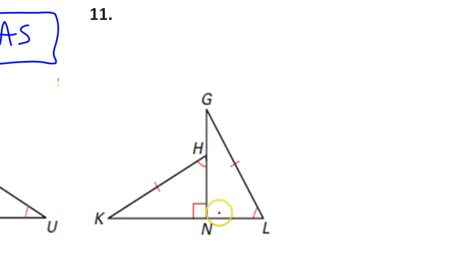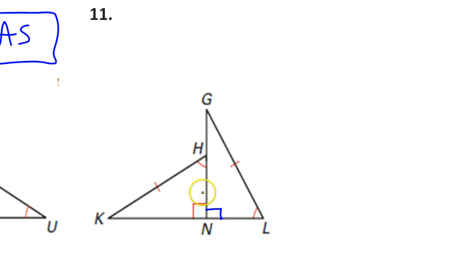Number 11. Well, we've got two right triangles, so I'm wondering if it's going to be hypotenuse leg. I see that we have a hypotenuse, check. Do we have a leg? There seems to be something in common here, but it's not the entire side. No other leg is marked congruent or anything. So we have hypotenuse, but we don't have leg, so we can't do hypotenuse leg.